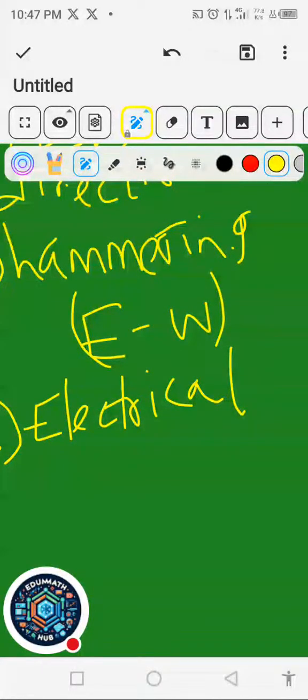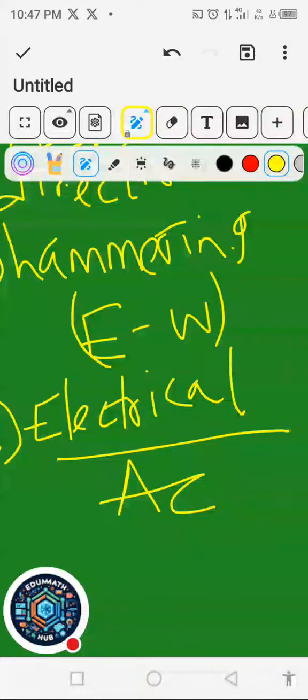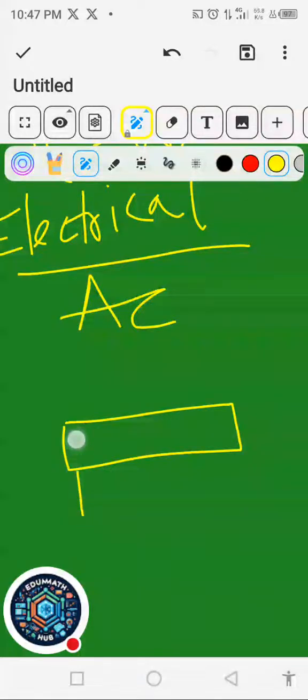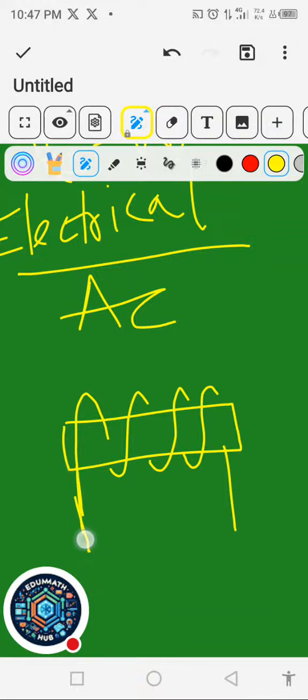Don't forget, to magnetize the material, you have to use DC. To make it become a magnet, use DC. But to demagnetize it, you have to use AC. AC is the alternating current. So you place the coil around the material. Then you plug it to AC. To signify AC, you use this symbol. You draw a circle and put this sign inside it. This is the AC source.